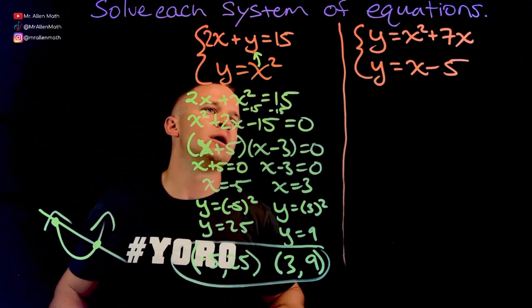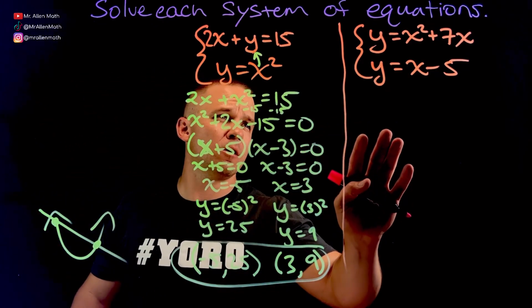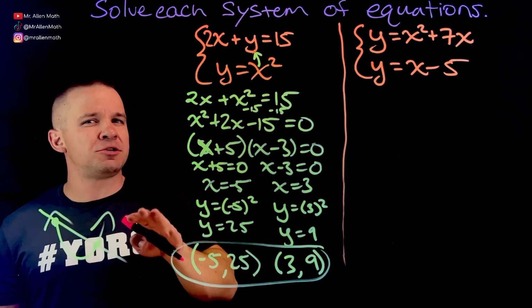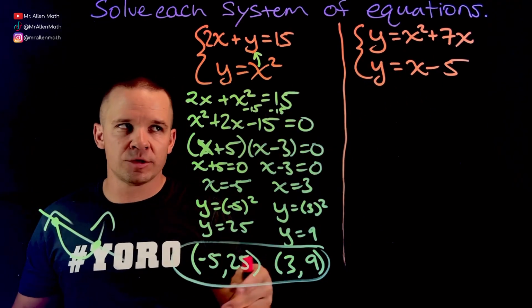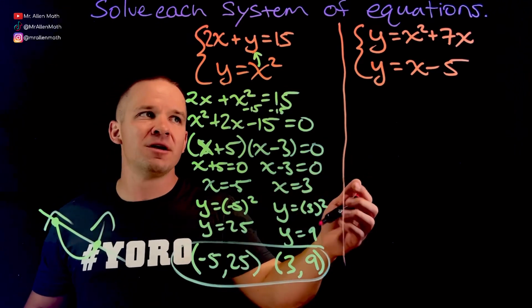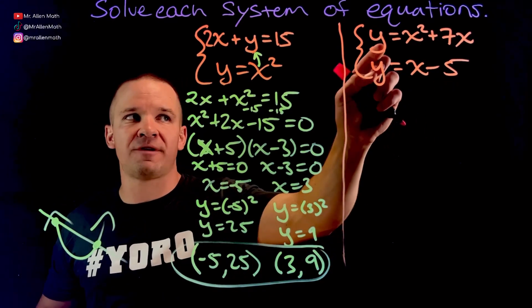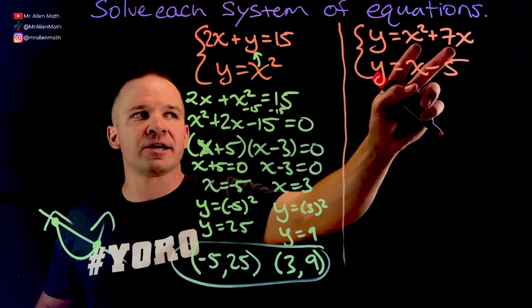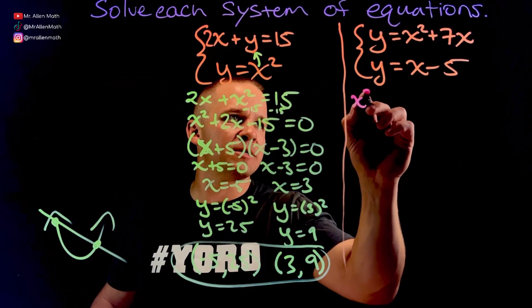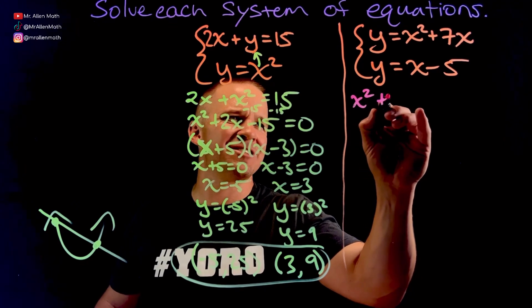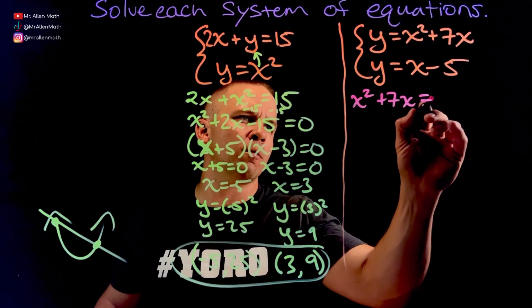We shall. Okay. So here, it won't necessarily look like substitution, but it is substitution. These are both equal to y, right? So I can set them equal to each other. So I could essentially substitute x minus 5 in for y, or I could substitute x squared plus 7x in for this y. I'm going to do the second option there because then I have my x squared on the left-hand side, and I just like that. It makes me feel warm and fuzzy.